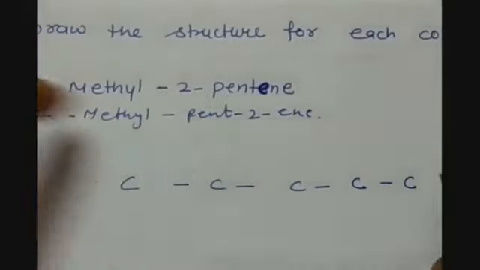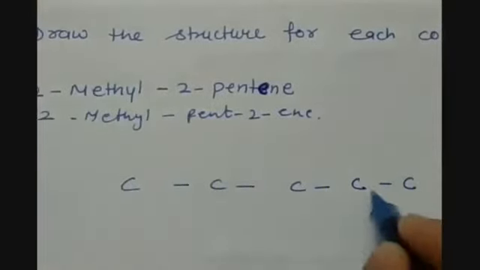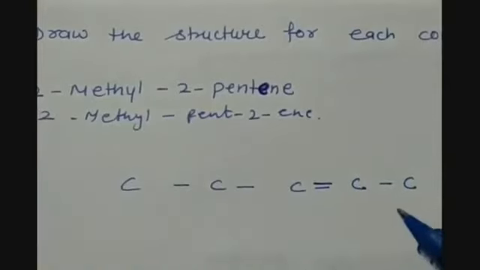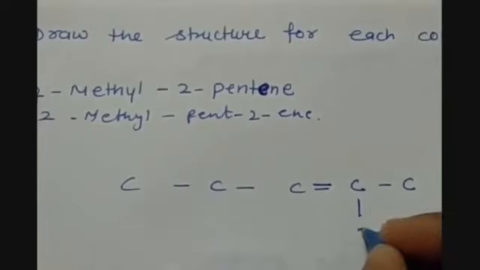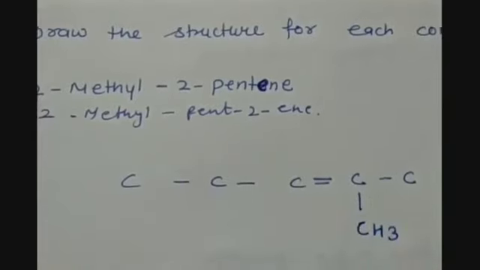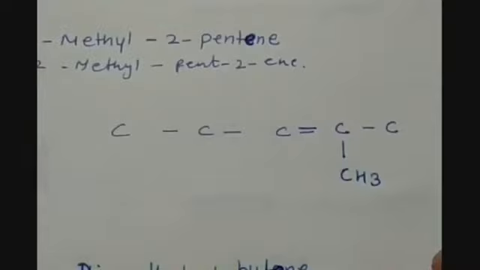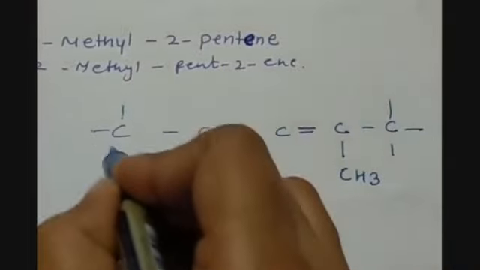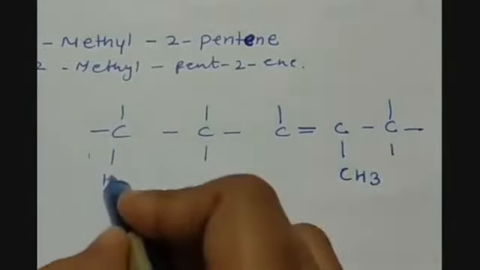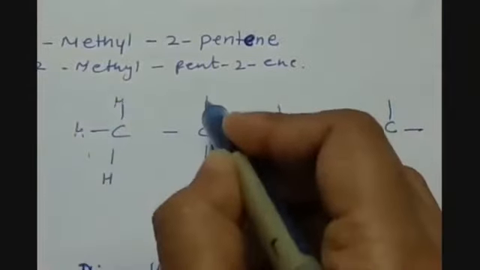And at second position we have a double bond. So from either side we have to make the double bond. At second position we have 1 methyl group. And the rest of the valencies we have to fulfill with the help of hydrogens. Now you can see that all the valencies are fulfilled. So here we have to put the hydrogen atoms.